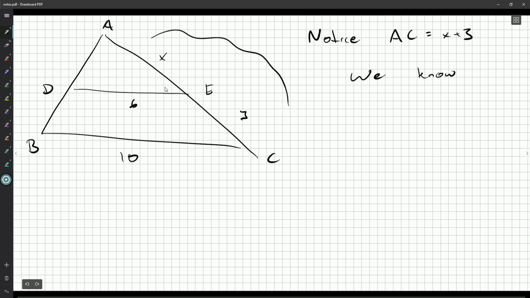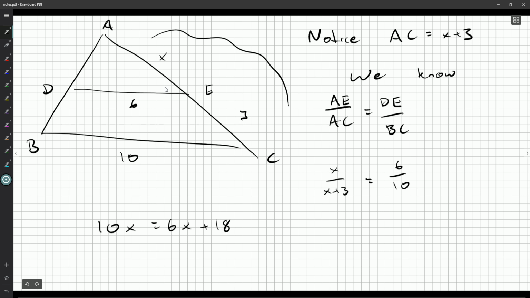Now we know that AE over AC is the same as DE over BC. But then, of course, that's X over X plus 3 is the same as 6 over 10. So we could cross multiply, get 10x is equal to 6 times X plus 3, which is 6x plus 18. Subtract 6x from both sides, and we will get 4x is equal to 18. X is going to be 9 over 2. Okay? So there we go.